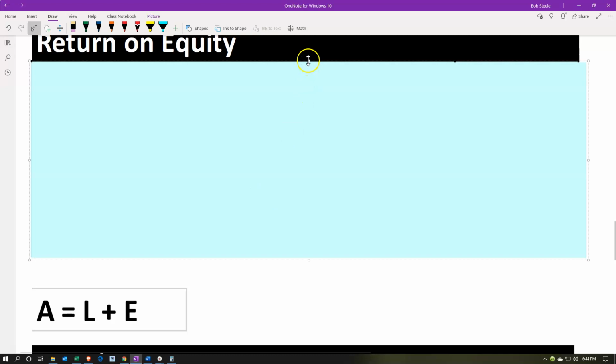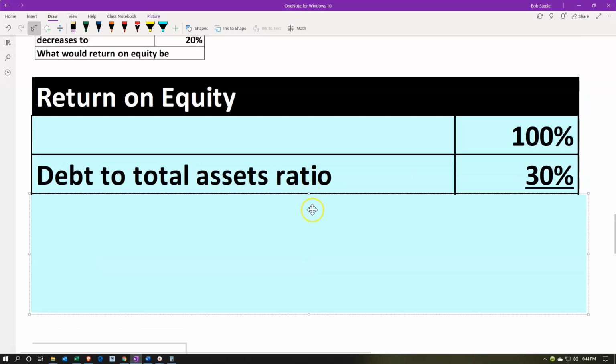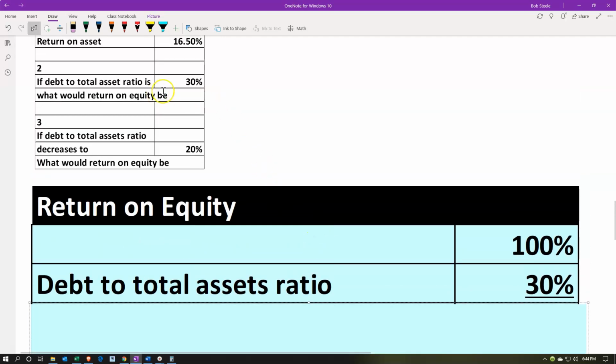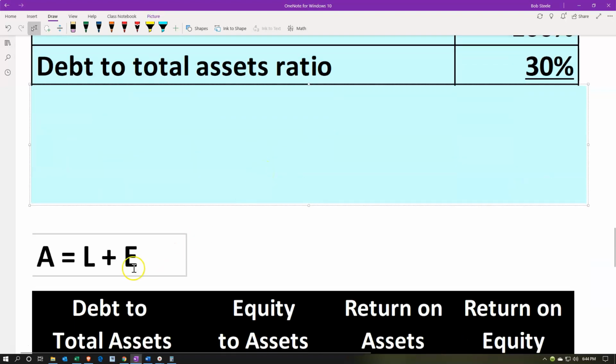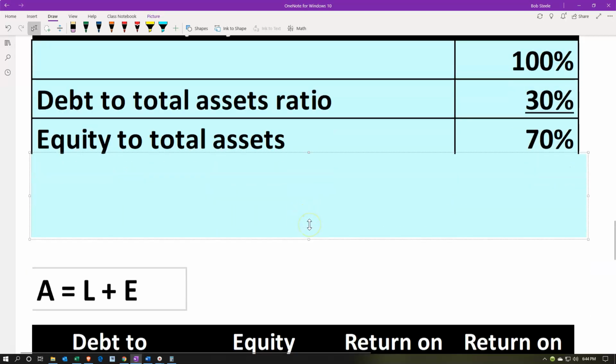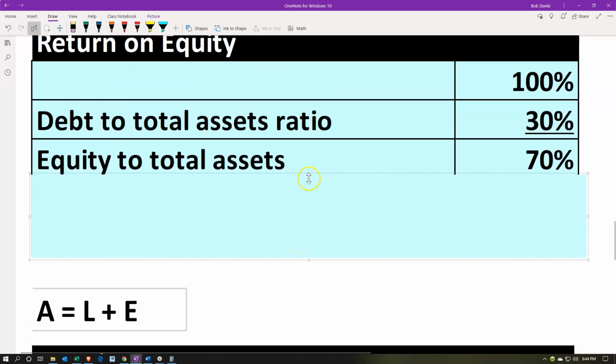So what we're going to do is take 100% minus the debt to total assets ratio, which is 30%. They gave us the debt to total assets ratio. Once again, because of our accounting equation, if I have liabilities to total assets, I can take 100% minus it, in this case 100% minus 30, and get to the equity to total assets. That's going to give us the equity to total assets, which then is 70%.